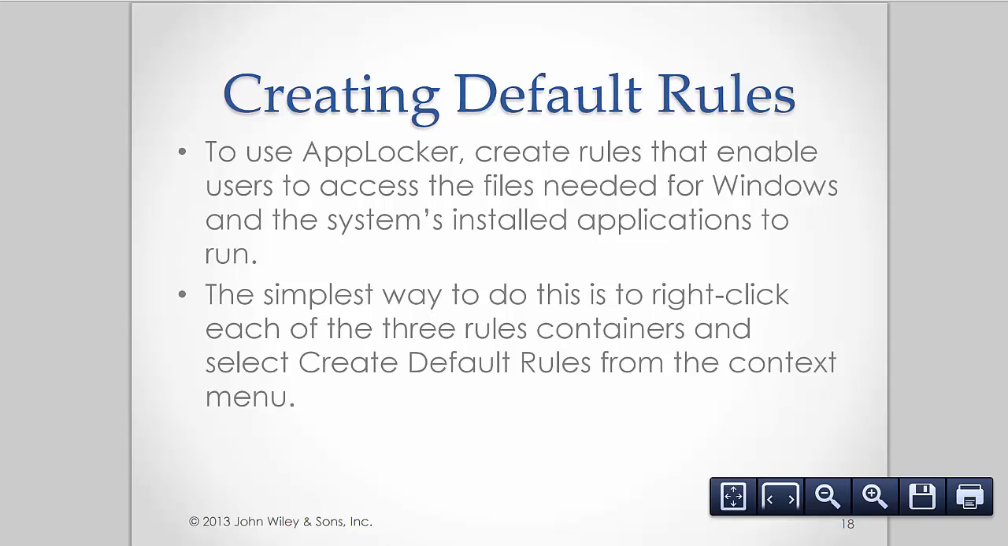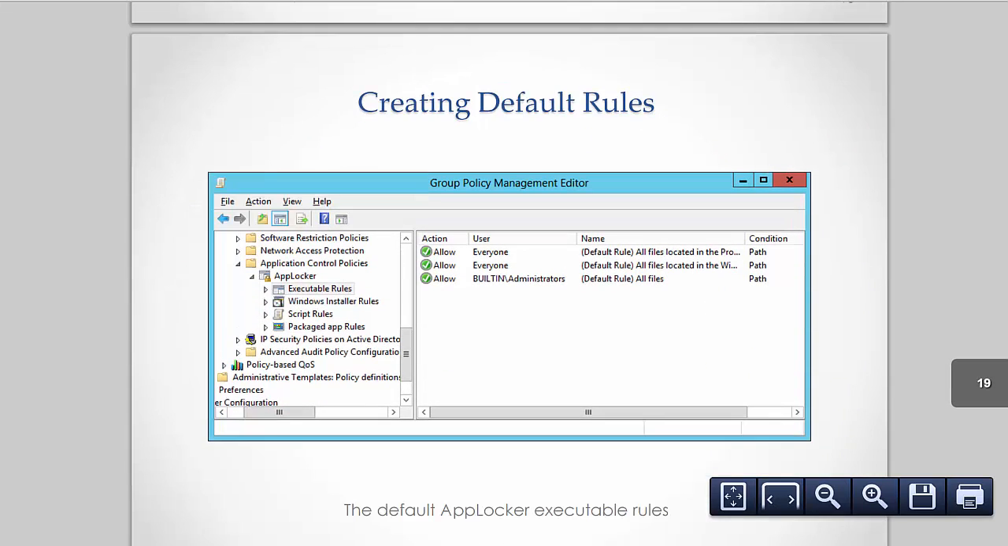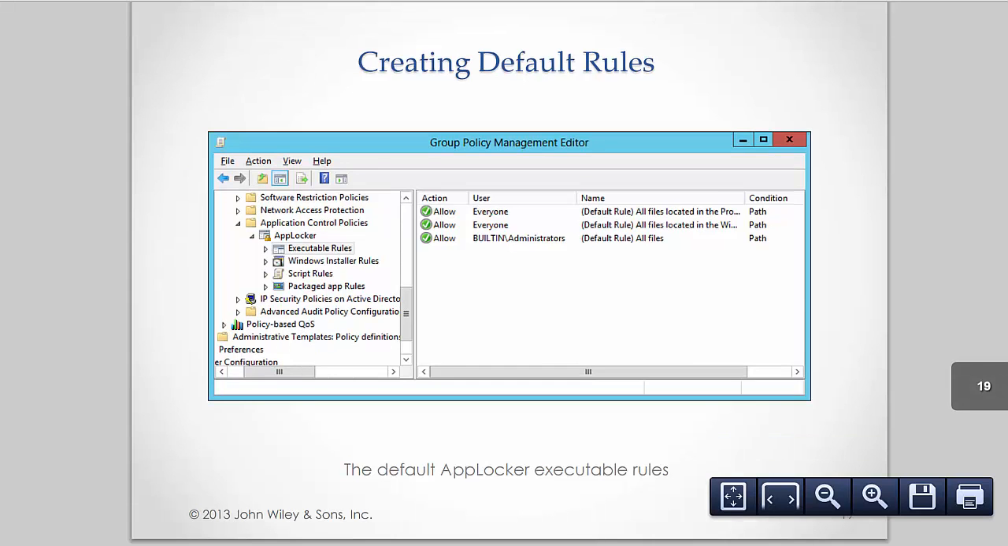So AppLocker creates rules that enable users to access the files needed for Windows and the system installation applications to run. The simplest way to do this is to right-click each of the 3 rules containers and select create default rule from the context menu. So it has some default rules built in. Here they are, the allow everyone rule: all files located in the Program Files folder, for example, and all files in the Windows folder. So if those files are in those folders, they're going to be able to execute them.